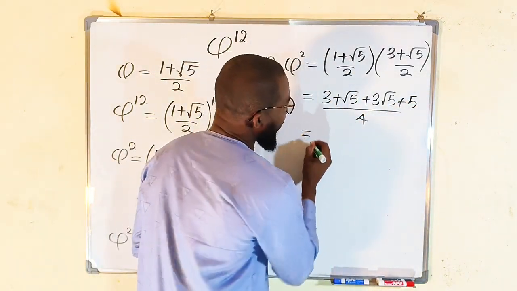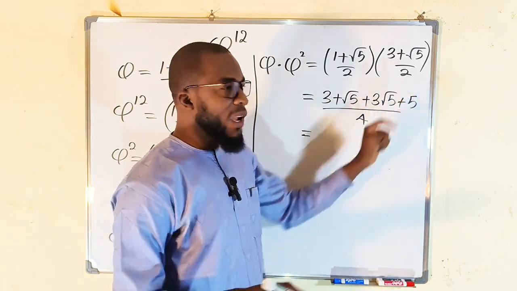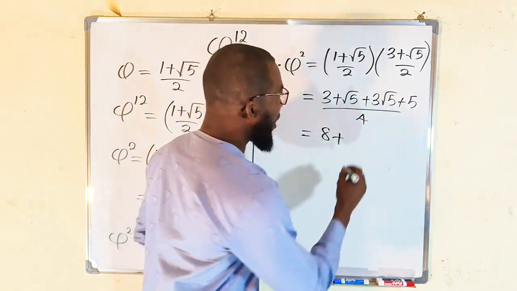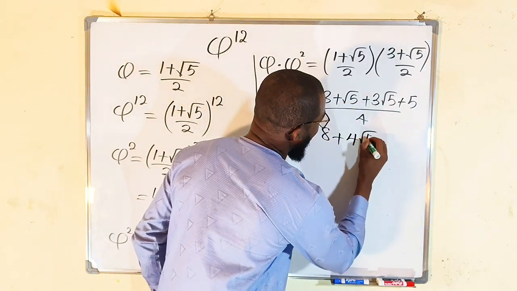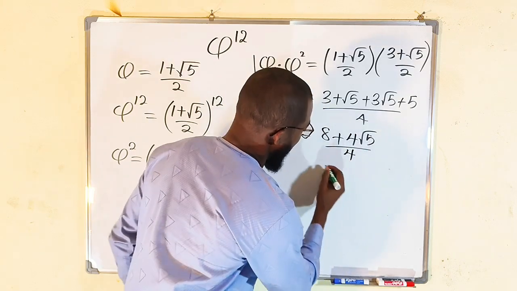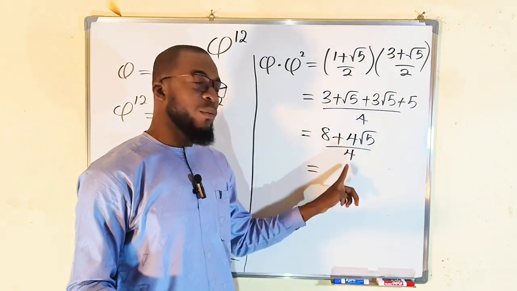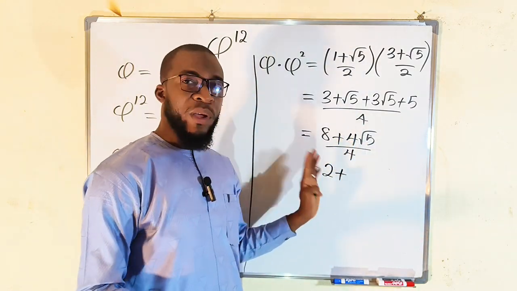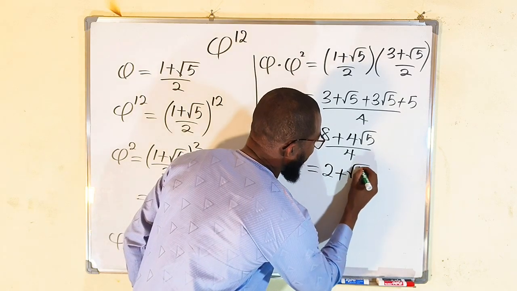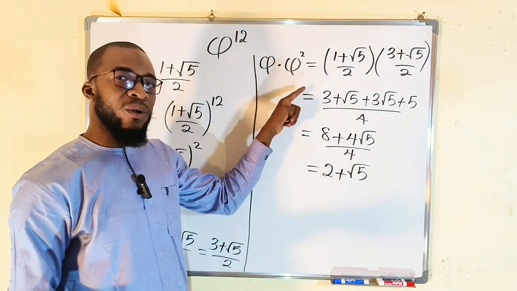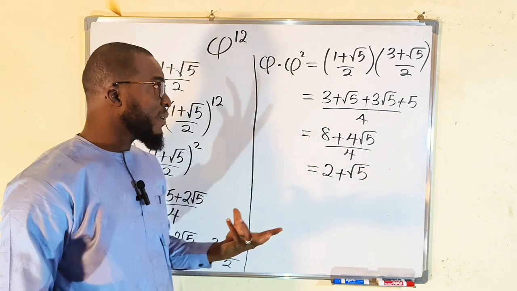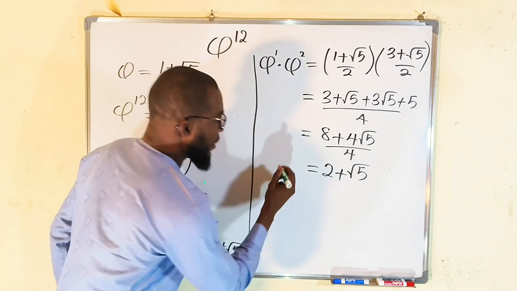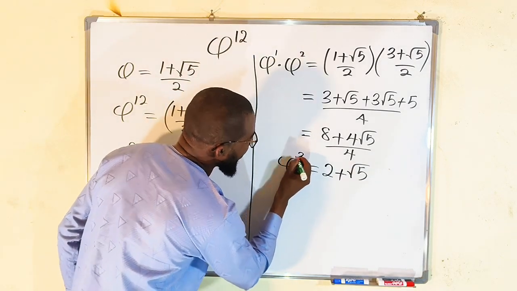Let me further simplify this. We have 3 plus 5 is 8. Root 5 plus 3 root 5 will give us 4 root 5. The whole of this divided by 4. And you can see that 8 divided by 4 is 2, plus 4 divided by 4 is 1. So we just have root 5 here. And what is the golden ratio times the golden ratio squared? According to one of the laws of indices, you can add the exponents because naturally this has a power of 1. So this is just the golden ratio to the power of 3.